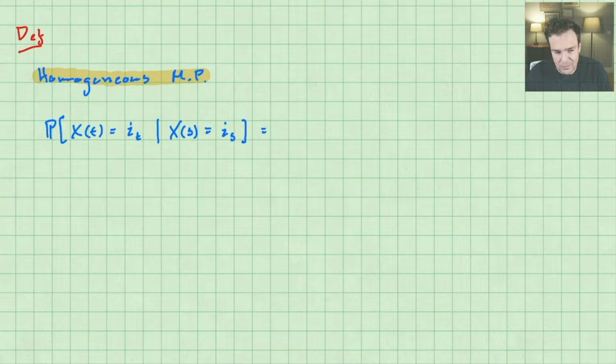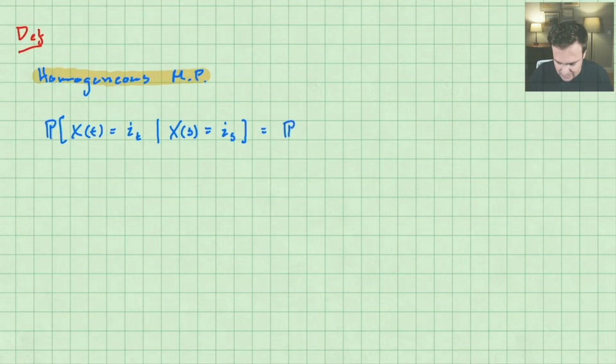The idea of the homogeneous nature here is that it doesn't matter exactly what the values of t and s are, only the difference between t and s is what matters. That is to say, it doesn't matter when s and t are exactly, it only matters how far away t is from s, or how far away s is from t. And so that's what we're going to say here.